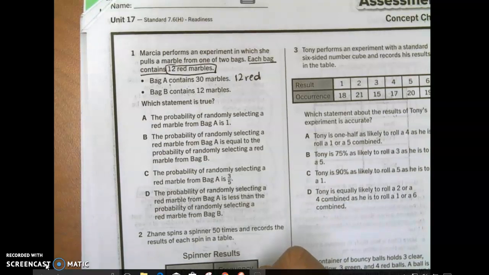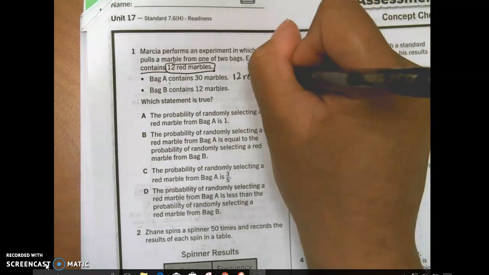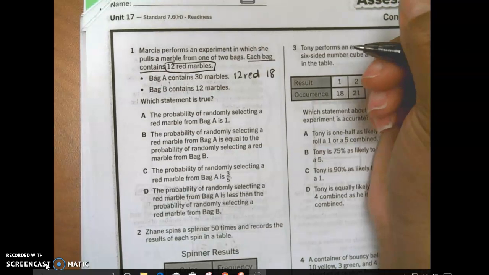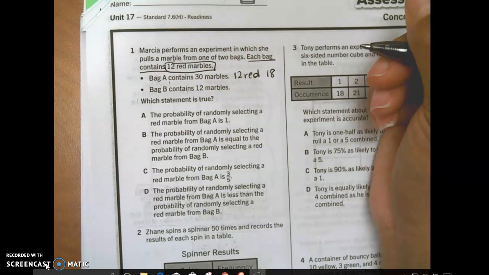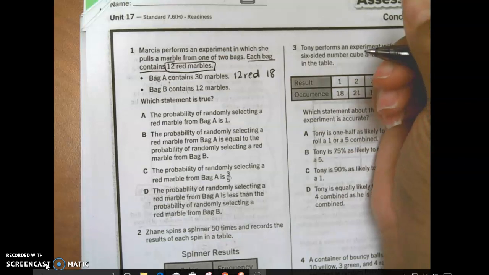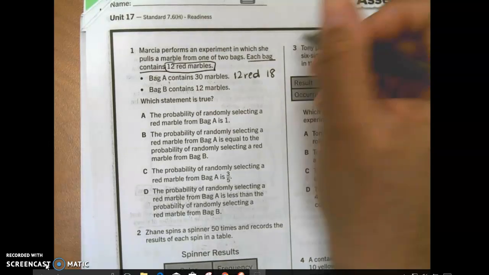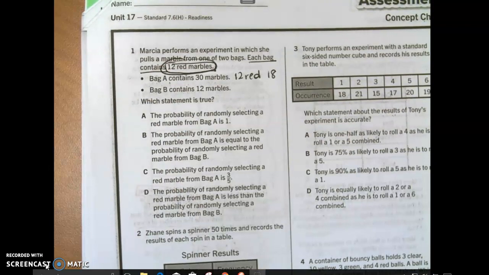Not 17. 18 what? Does it give you another color? So 18 what? How do I describe those marbles? Other marbles. No, it is not 18 red. It tells me right here that 12 of them are red.